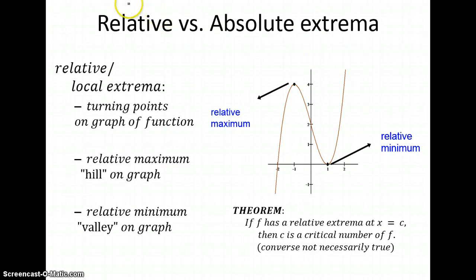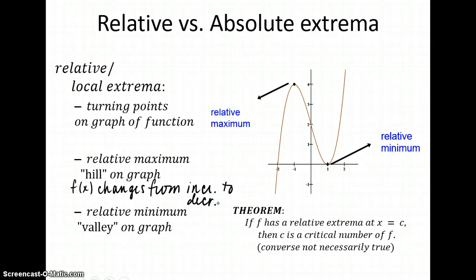Okay, so today we're looking at determining relative extrema. So relative versus absolute. Again, absolute is the biggest y value on the function. A relative or local extrema, and we talked about this with the intro worksheet, represent turning points on the graph of the function. A relative maximum is what we would refer to as a hill on the graph, and that's where your function changes direction from increasing to decreasing.